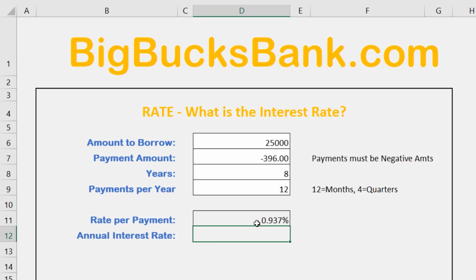However, this is not my annual interest rate. What this is, is the interest rate per payment.